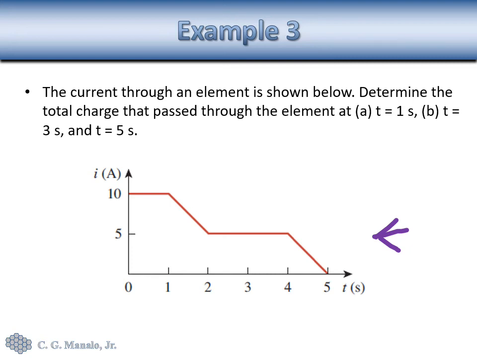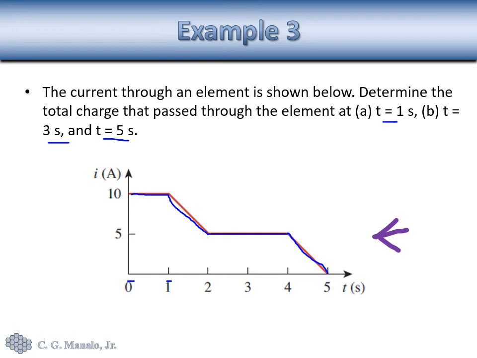So if you observe, the current is constant between 0 and 1, so it's 10 amperes, and then it slowly or constantly decreases between 1 and 2, then again it becomes constant between 2 and 4 seconds, and finally from 4 to 5 it decreases until it becomes 0. So the question here is, what is the total charge that passed through the element after 1 second, 3 and 5 seconds?